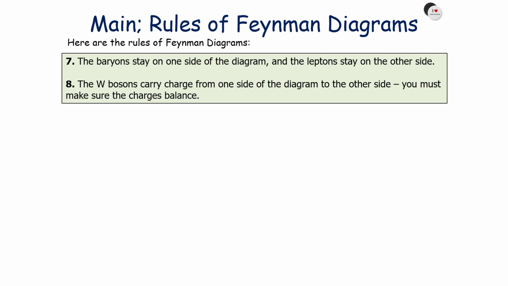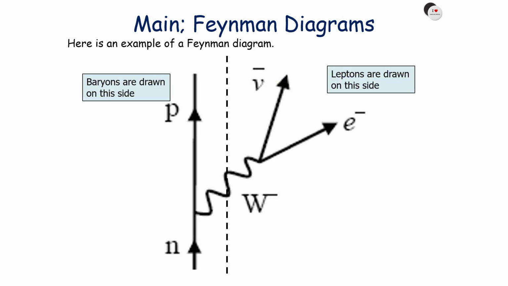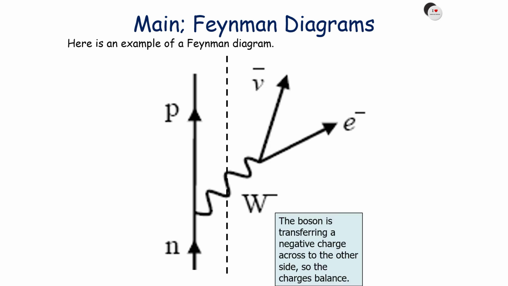The baryons stay on one side of the diagram and the leptons on the other side, and the W bosons carry charge from one side of the diagram to the other side, and you've got to make sure the charge is balanced. So here's an example of a Feynman diagram. Baryons are drawn on the left hand side and leptons are drawn on the right hand side. Now here the boson is transferring negative charge across to the other side, so therefore all of our charges balance.